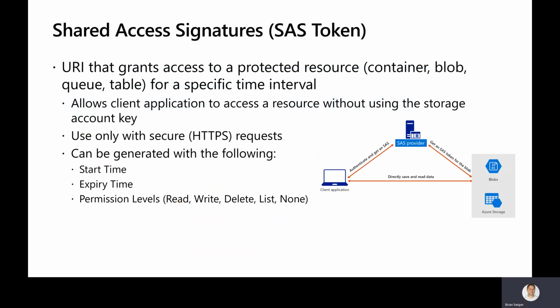Shared access signatures or SAS tokens. These are URIs that grant access to a protected resource. Know that they are time-based. You can actually apply a start time and an expiration time for these particular tokens and the token access. They can only be used with secure requests or secure communications, and you can apply permission levels to the resource if you're giving a SAS token to a particular resource, such as a blob or a storage account.